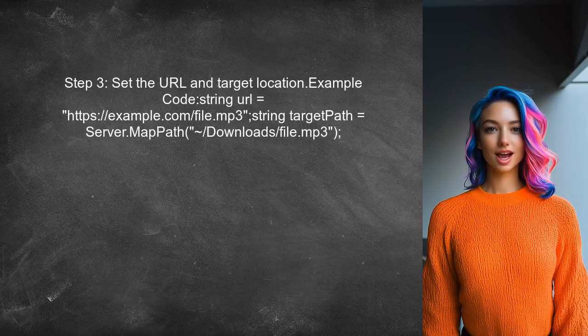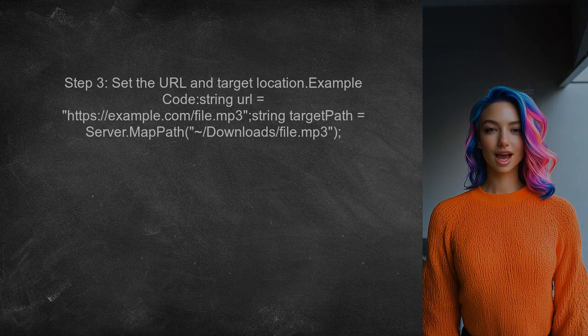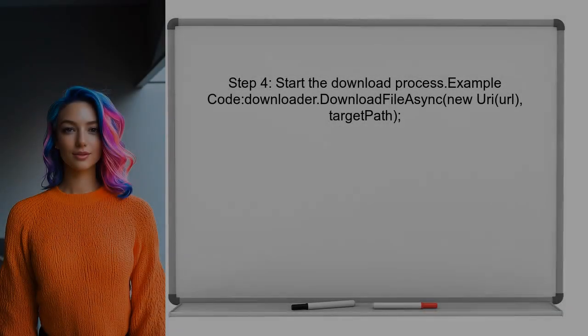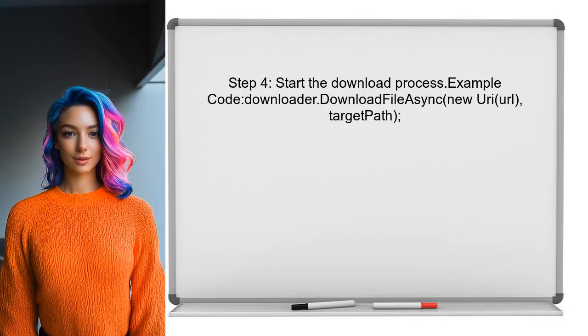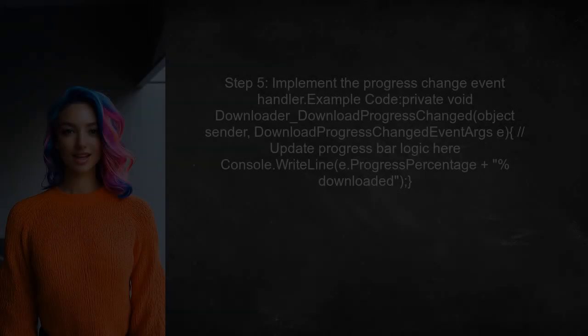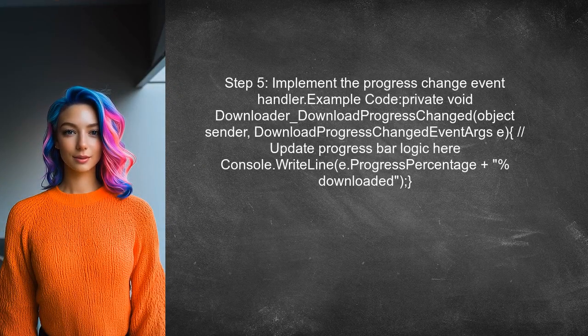Now, the user should set the URL of the file they want to download and specify the target location on the server where the file will be saved. After that, the user can call the DownloadFileAsync method to start the download process. This method will run asynchronously, allowing the application to remain responsive. Finally, to provide feedback on the download progress, the user should implement the DownloadProgressChanged method. This method will update the progress bar on the client side.